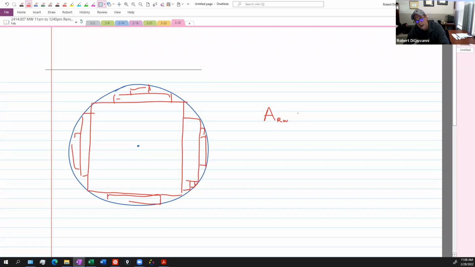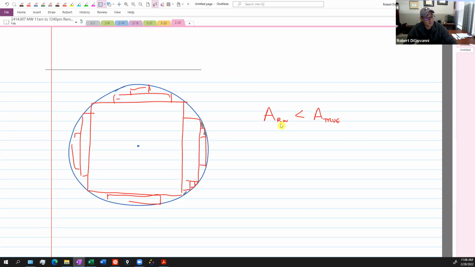Do y'all agree that that area would be less than the true area? Because you're going to have a bunch of little gaps. You couldn't get these little corners, right? So you know that you're missing some area. So whatever area you got from the rectangles on the inside, that's less than the true area.